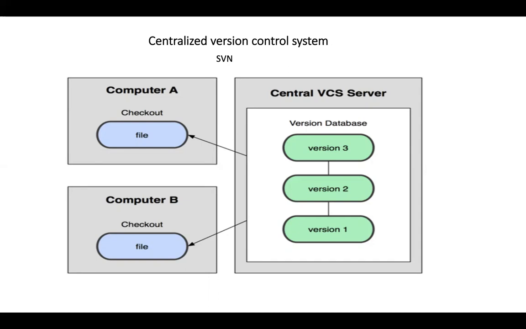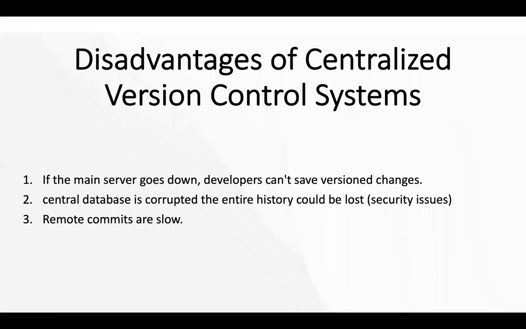But there was some disadvantage of the centralized version control system. The disadvantage is that the server is a single server. It's only one server that is accessed by all the team members. It is possible the server will go down or the server might get corrupted. In that case, all the history, all the versioning may get lost.